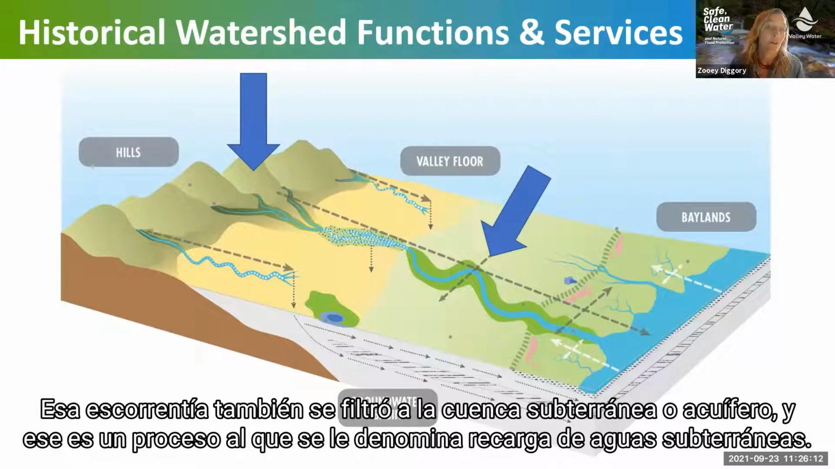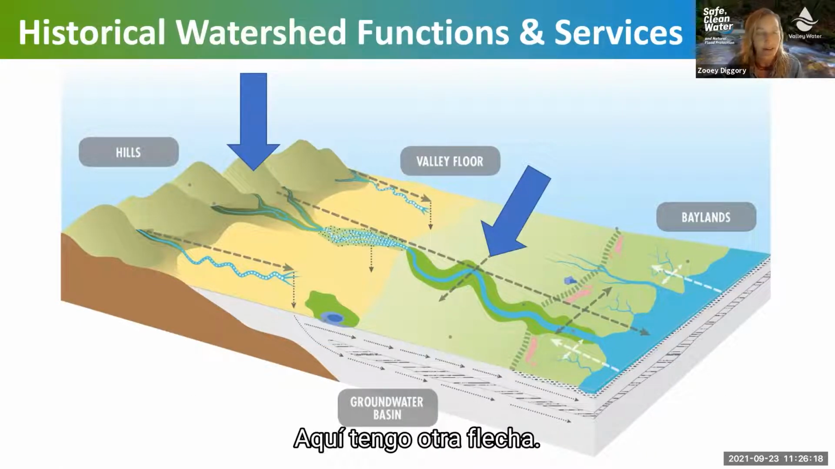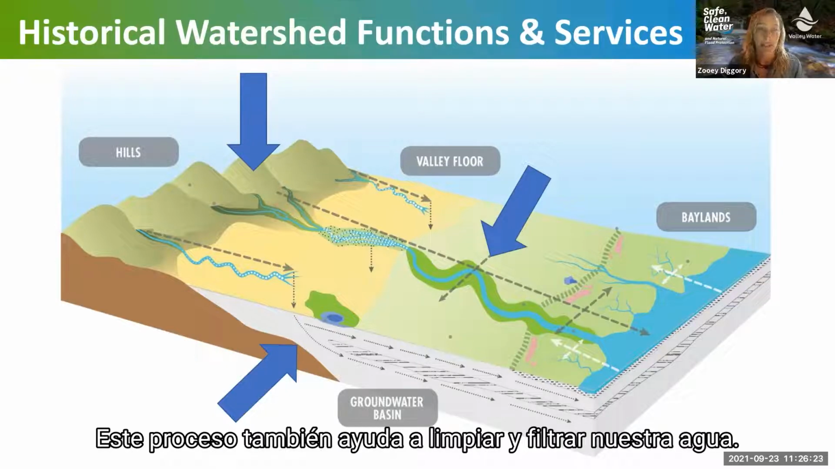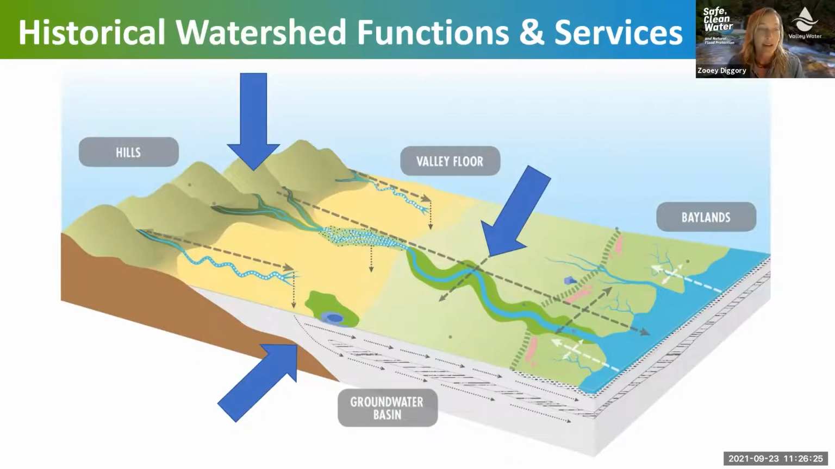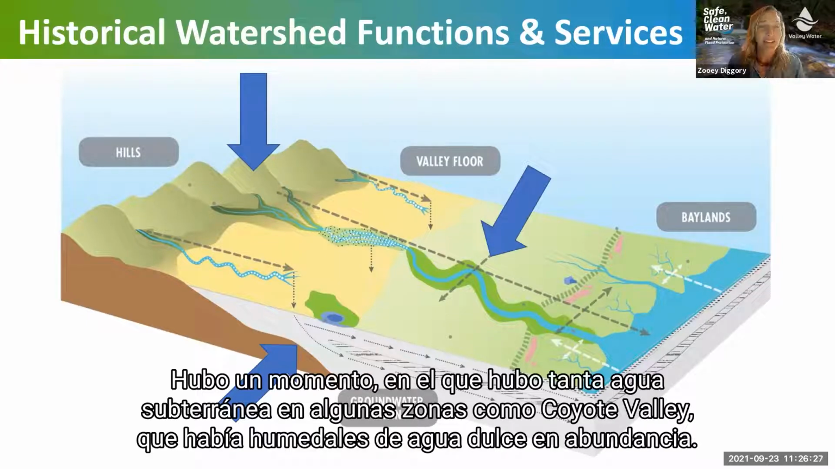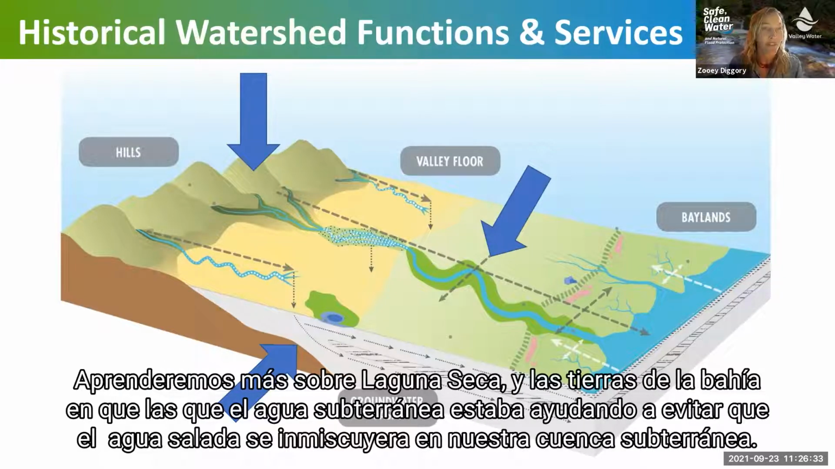That runoff also filtered into the groundwater basin or aquifer, and that's a process referred to as groundwater recharge. And I've got another arrow there to point that out. Thank you. This process also helps to clean and filter our water. And at one point, there was so much groundwater in some areas, such as Coyote Valley, that there were abundant freshwater wetlands, which we'll learn more about with the Laguna Seca. And at the Baylands, that groundwater was helping to keep salt water from intruding into our groundwater basin.